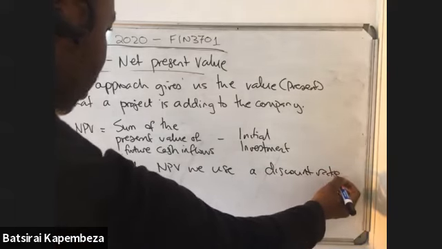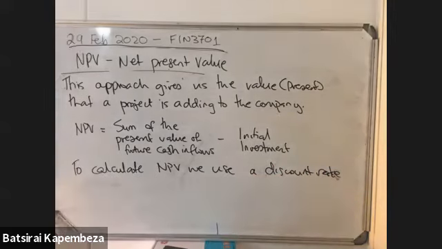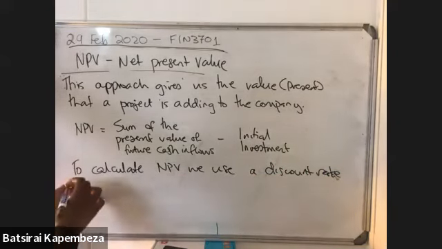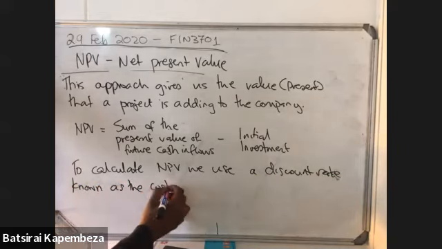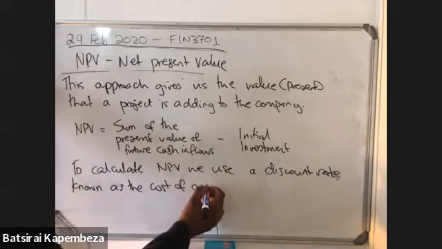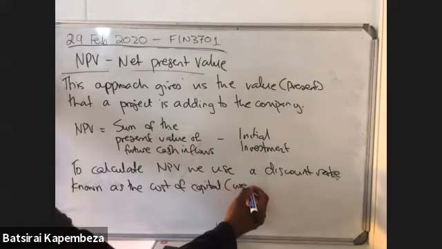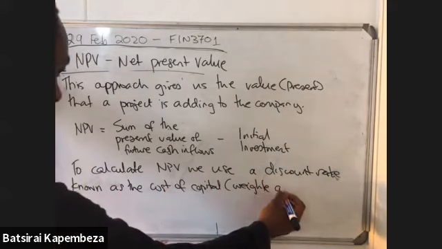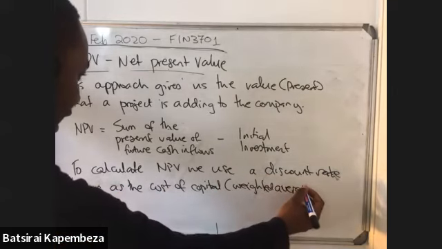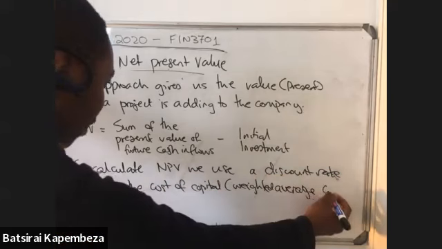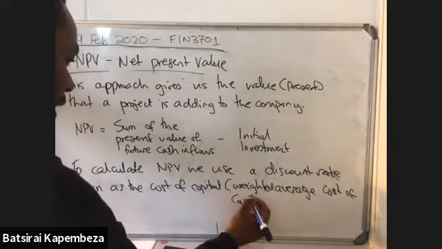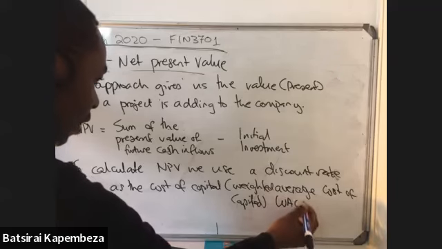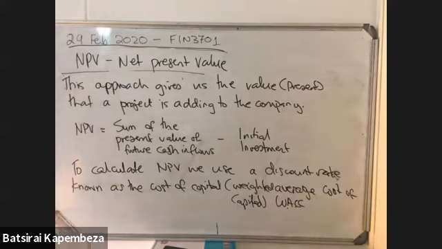We use a discount rate known as the cost of capital, or the weighted average cost of capital. But this is the next topic, weighted average cost of capital. We're going to look at this in our next topic, the topic that has to do with cost of capital.